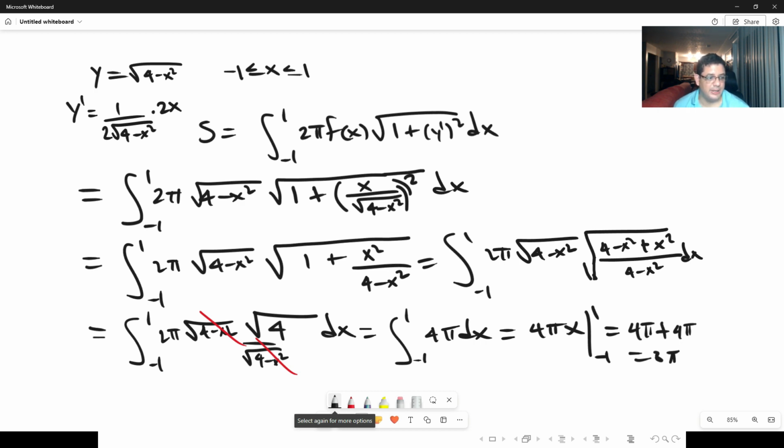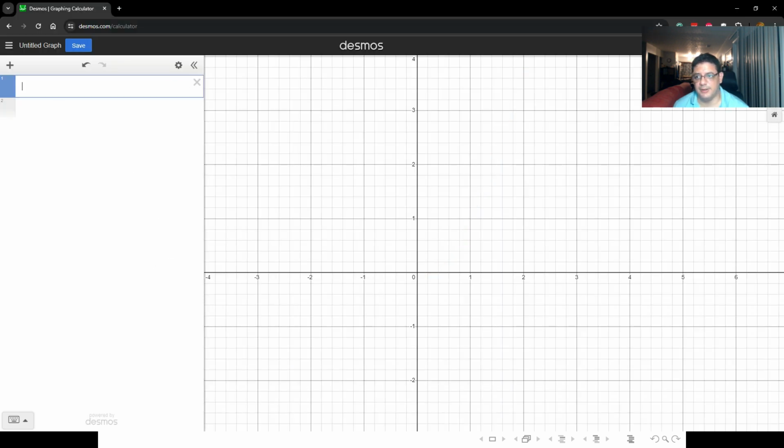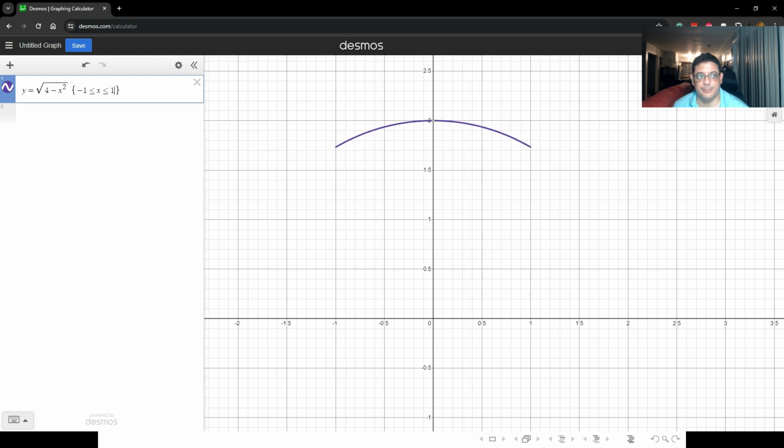If you're curious about what that function is, you can just plot it to see what is the area that is being used. This is like a circle, but because we're only considering minus 1 to 1, we only have this arc here, and so when we rotate around, we get some kind of bend when we make the surface of this particular curve.